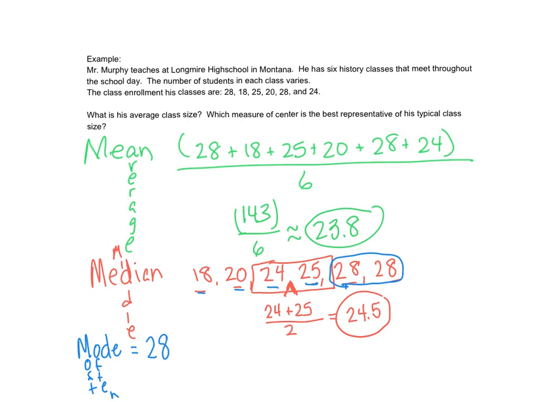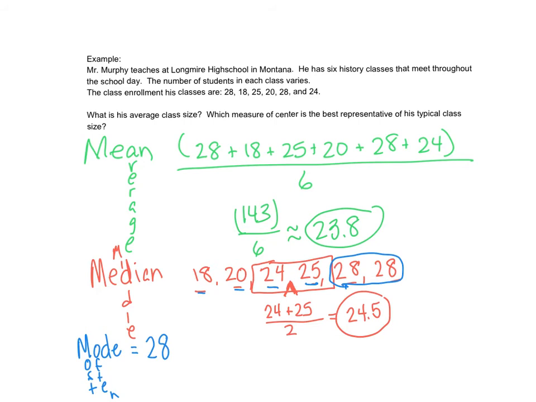So now we need to decide which one is the best representative of this typical class size. A lot of you might pick 28 because it occurred twice. And this is a common misconception that people have. They think the mode is always the one that's most typical because it occurs more than one time. But not only is 28 the mode, it's also the maximum. So the largest class size he has is 28. And so it would not be a very good representative number of his class sizes because he has other classes that are much smaller than 28. As a matter of fact, 18 is 10 less students than 28. So to say his typical class size is 28 would be a little high.